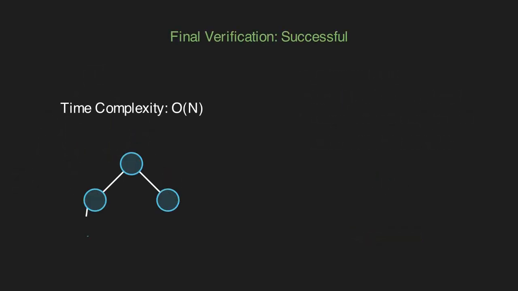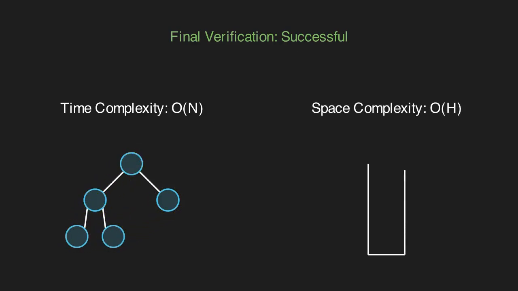Let's finalize with complexity analysis. In the worst-case scenario, where the tree is entirely symmetric, our algorithm must visit every single node exactly once to verify the structure. Therefore, the time complexity is big O of n, where n is the total number of nodes. The space complexity relies on the recursive call stack, which reaches a maximum depth equal to the tree's height, resulting in a space complexity of big O of h.